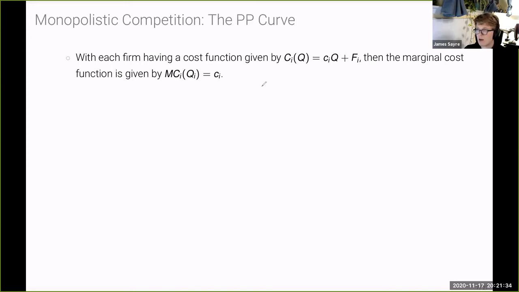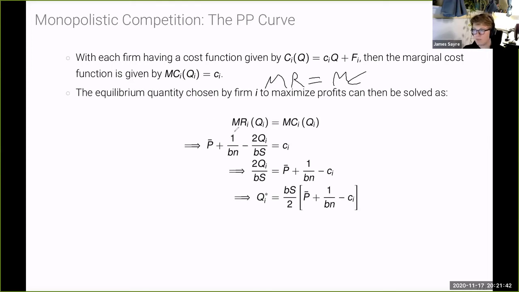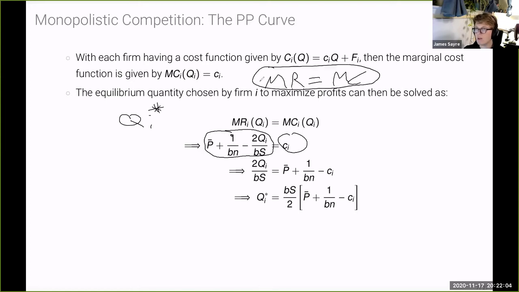Okay, so now clearly we know marginal revenue, we know marginal cost, so let's set them equal to each other. Here we're bringing in marginal revenue, and here is the marginal cost that we just showed. Now let's set them equal to each other, and let's solve for the optimal quantity that my firm is going to produce when using this rule that marginal revenue has to be equal to marginal cost. So I'm going to set these equal to each other and solve for Qi.